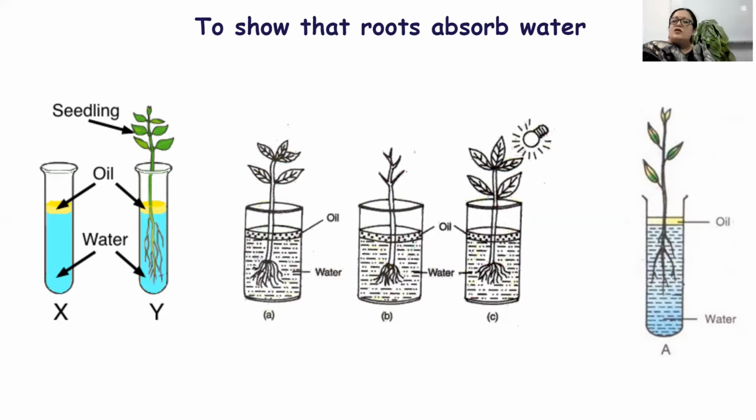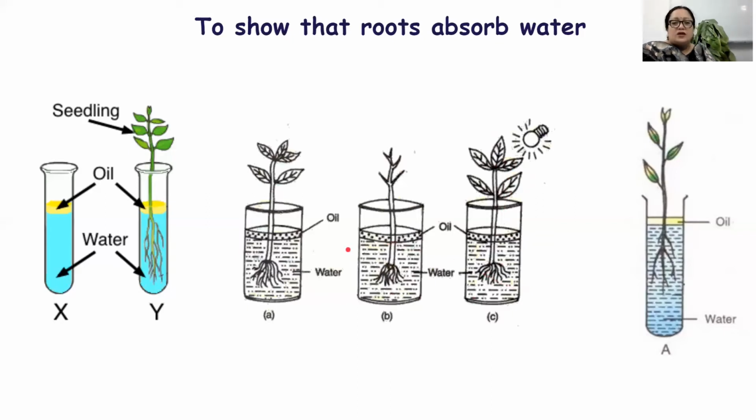So we notice that the level of water falls down rapidly in C, then in A, and then in B, almost it remains untouched. Why does this happen? Because the rate of transpiration is maximum in case of the seedling in C. Why is this so? Because there is an additional source of light and a little bit of heat. This will increase the rate of transpiration, so the roots will absorb water faster and the level of water in container C will go down faster.